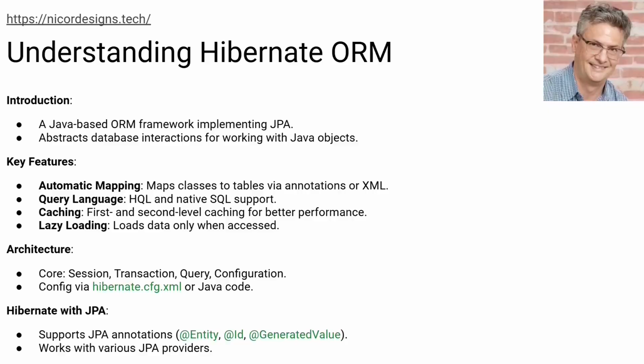Then we will dive deeper into understanding the Hibernate ORM, which is a Java-based ORM framework that implements the Java Persistence architecture. It abstracts database interactions for working with Java objects. The key features are automatic mapping via annotations or XML to the tables. It has its own query language called HQL, and it does have native SQL support. It does caching, first and second level caching of our data, for better performance. It does lazy loading, so we can specify when we want to load the data.